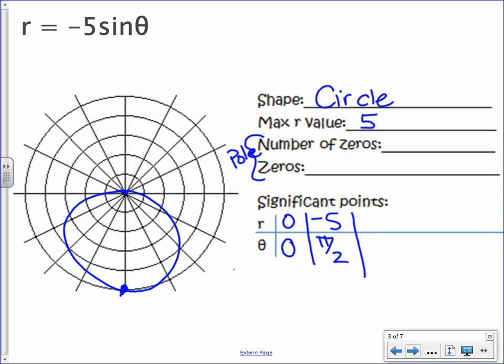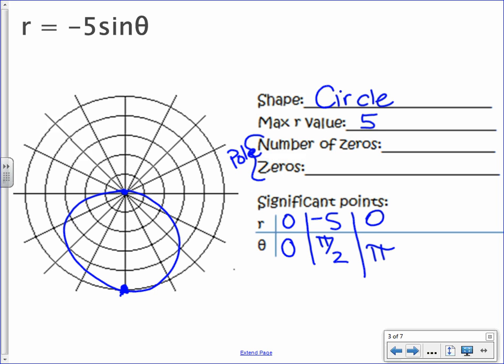Yeah. What about at pi? What is R at pi? Oh my goodness. 0. Thank you. Okay, so we start at 0, 0. We go to pi over 2, -5, and we're back to 0 at pi.